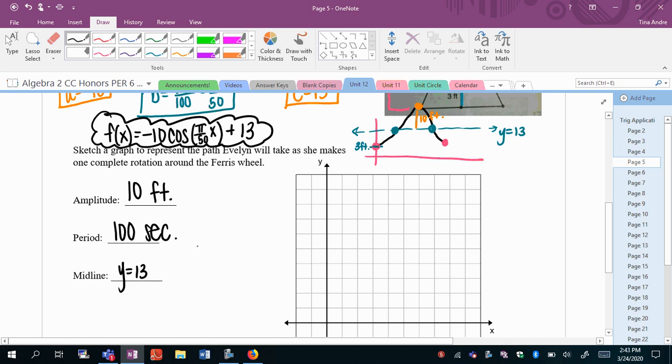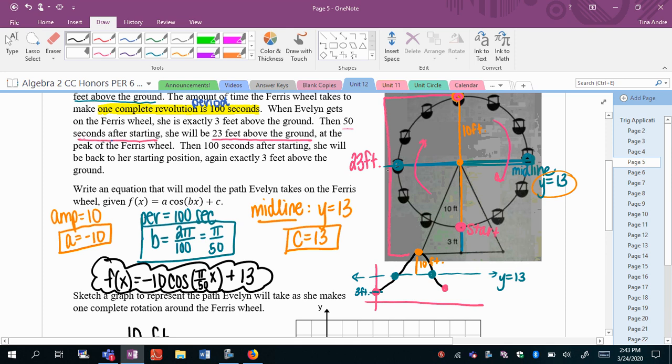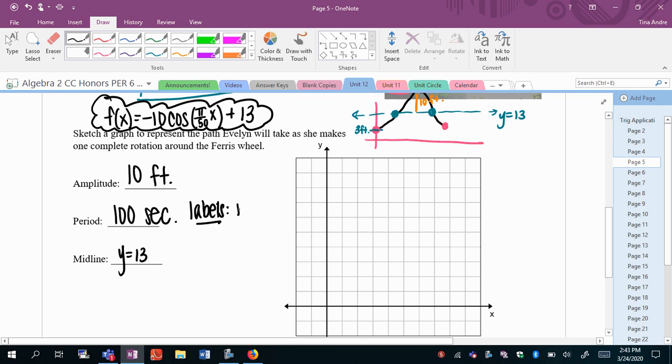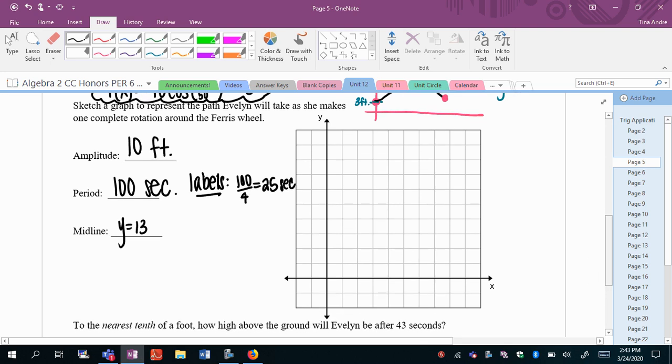And in order to get our graph, we're going to need some labels on here. So we want to break our period up into 4 equal intervals so that we can get each of those important points around the Ferris wheel or around the circle. So I'm going to say 100 divided by 4, so we get 25. So we're going to go up in increments of 25 seconds. Remember, the x-axis is representing the time it takes, so this is going to be in seconds. I'm going to go up by 25, and it looks like going up 2 boxes here will fit nicely. So 25, 50, 75, and 100.